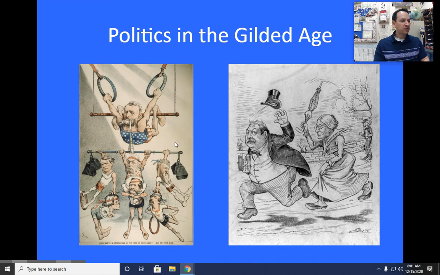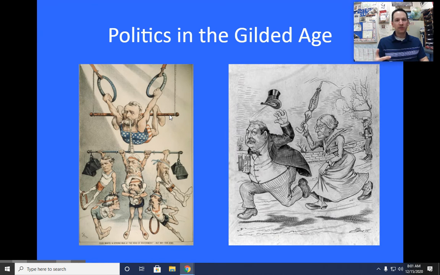You have Ulysses S. Grant here on the left. He's a gymnast, and it says here third term. This says whiskey ring. This says Navy ring. There's a whole bunch of political scandals during the Grant administration. He himself is not considered by historians to have been corrupt, but he trusted.